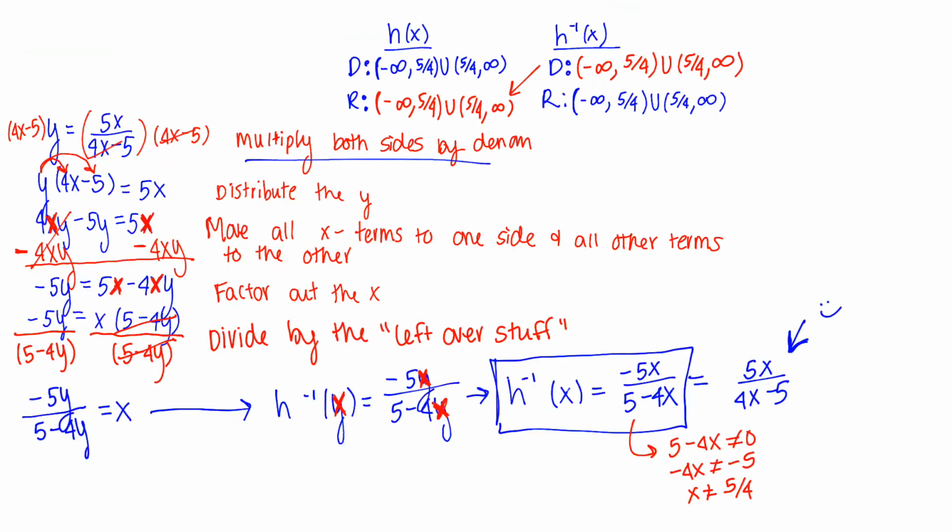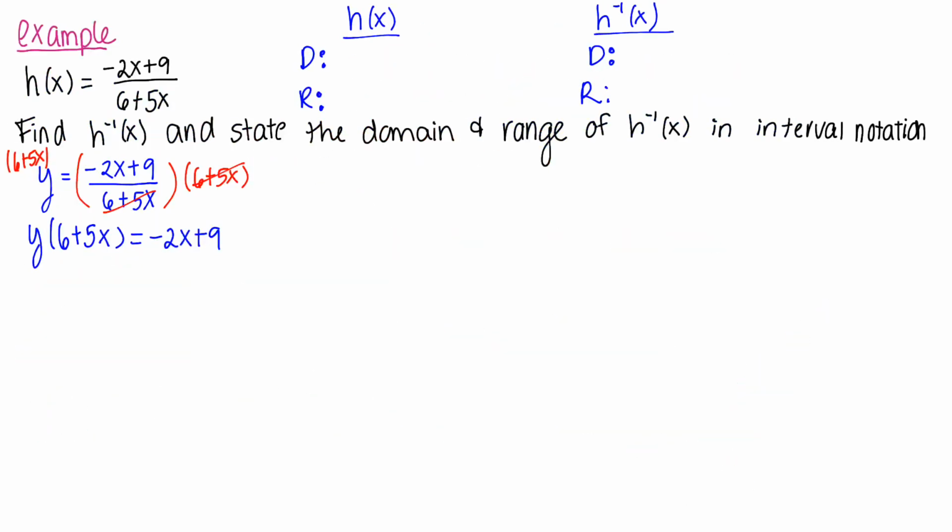Then, just like before, distribute the y. So distributing the y, I now have 6y plus 5xy equals negative 2x plus 9. There are two terms that have x's in them, right? So this guy here and this guy here have to be on the same side. This guy here and this guy here do not have any x's in them, so they need to be on the same side. So you have a decision to make.